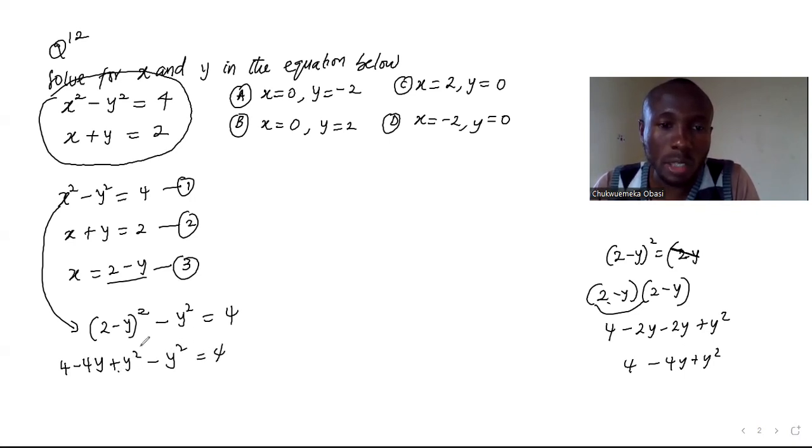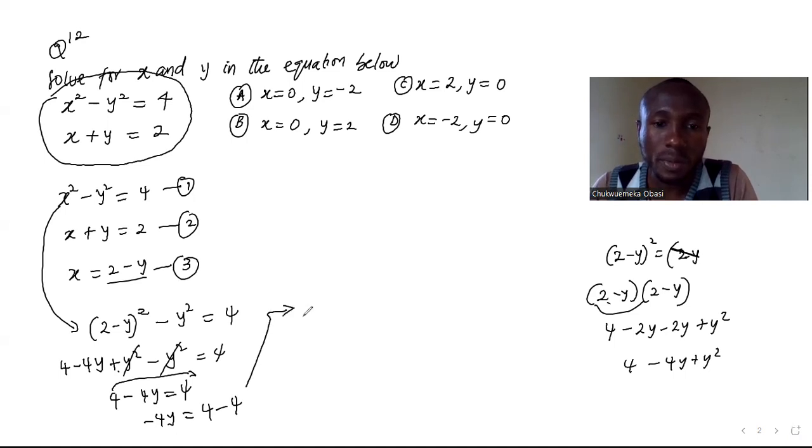y squared minus y squared will go to 0. So you have 4 minus 4y equal to 4. So you want to collect like terms. You take this guy to this side. So you have minus 4y equal to 4, then this 4 becomes negative when it comes right here. So now you have minus 4y equal to 0. Divide both sides by minus 4. So y will be equal to 0 over minus 4, and therefore y is 0.